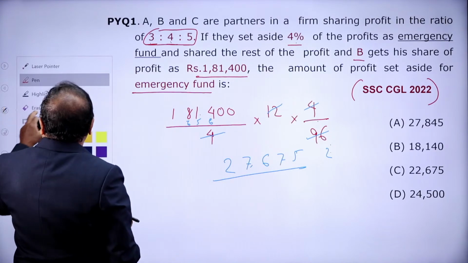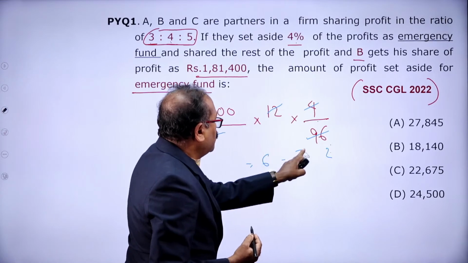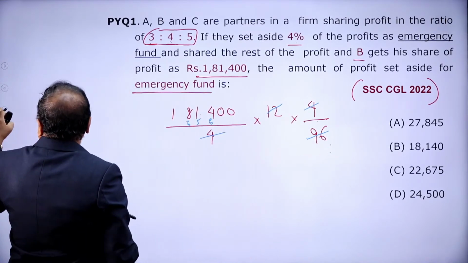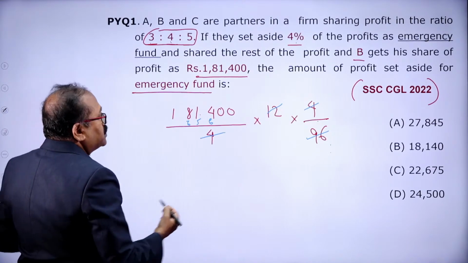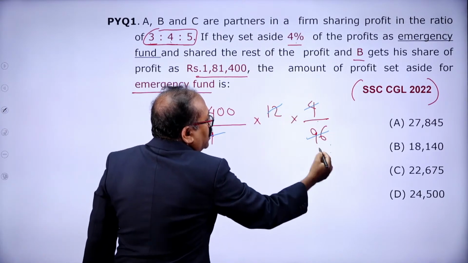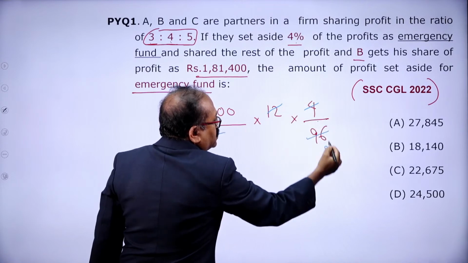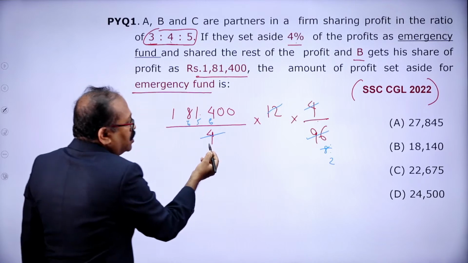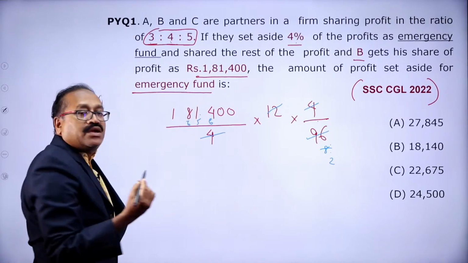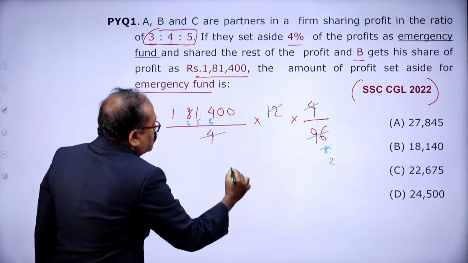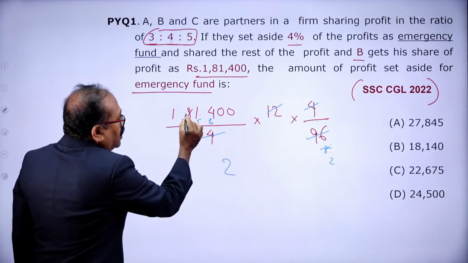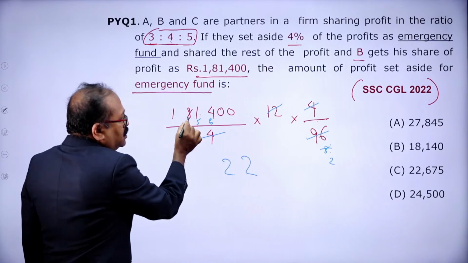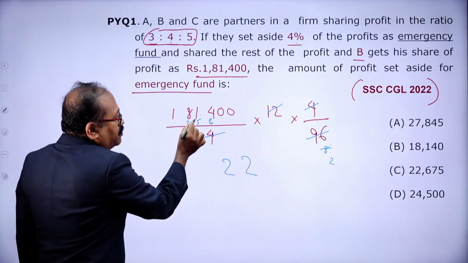Did I go anywhere wrong in the calculation? So let's check once again. With 12, this is 8 times 12, that is 96. With 4, this is 2 times, and 2 into 4 is 8. By 8, I will divide this number. So 8 2s are 16, I am left with 2 here. Then again 8 2s are 16, and I am left with 5 here.